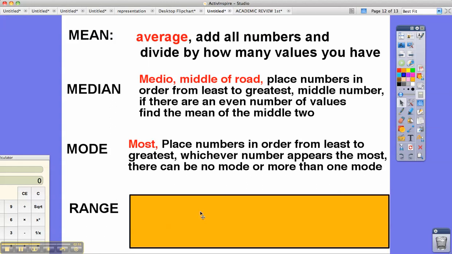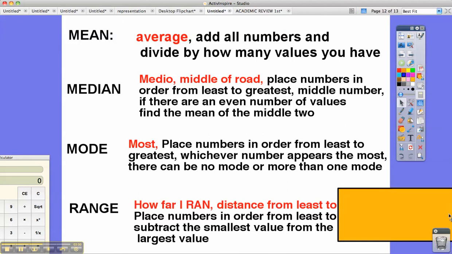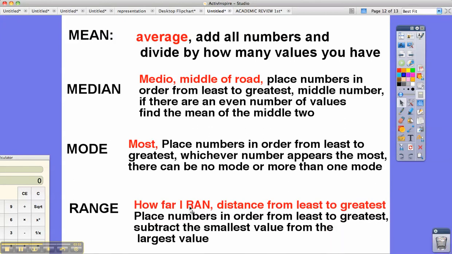So the way that I remember range is it starts with ran, and it is how far did I run, how far I ran. That's the distance. So the way that we find the range is you think how far did I run, the distance from the least to the greatest. So you place the numbers in order from least to greatest and subtract the smallest value from the largest value, and that's your range, the distance in between the smallest value and the largest value. So that's just a reminder of what all these are, so make sure you have them in your notes before I move on, and we'll look at the next slide.